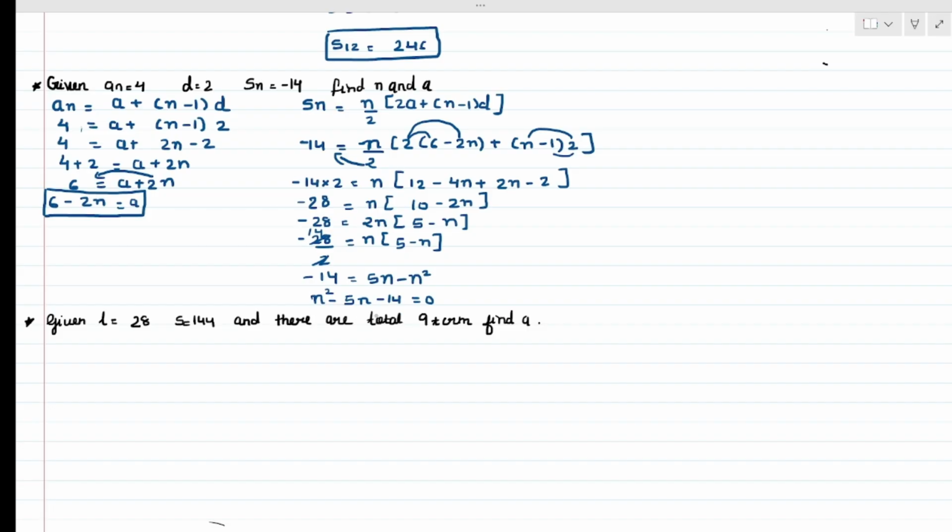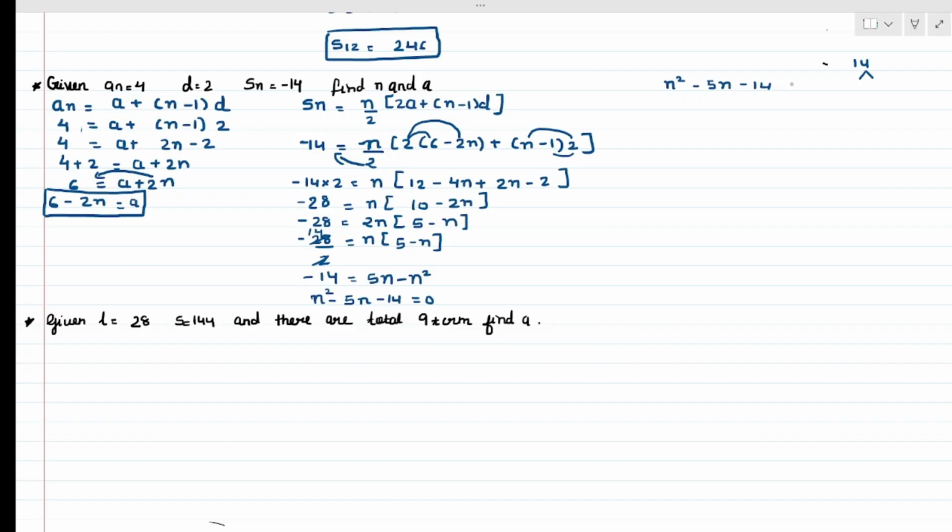This becomes my quadratic equation. Okay, so now solve this by middle term factorization formula. Solve this: n square minus 5n minus 14. That means first term multiplied by last term, that means 14 multiplied by 1 gives me 14. Now factor this 14 in such a manner that its subtraction gives me 5.